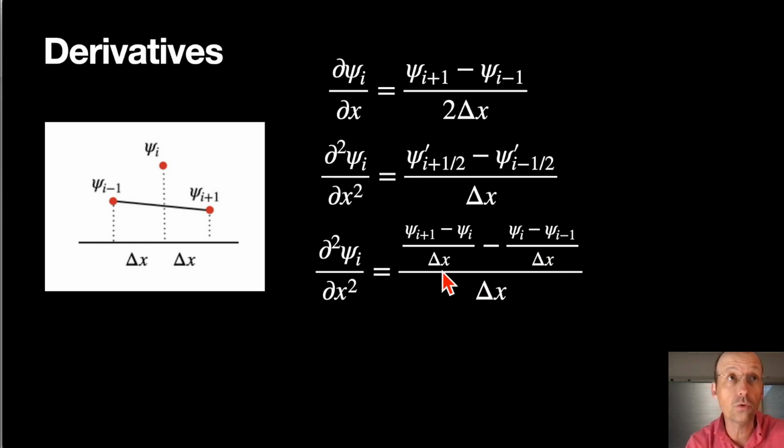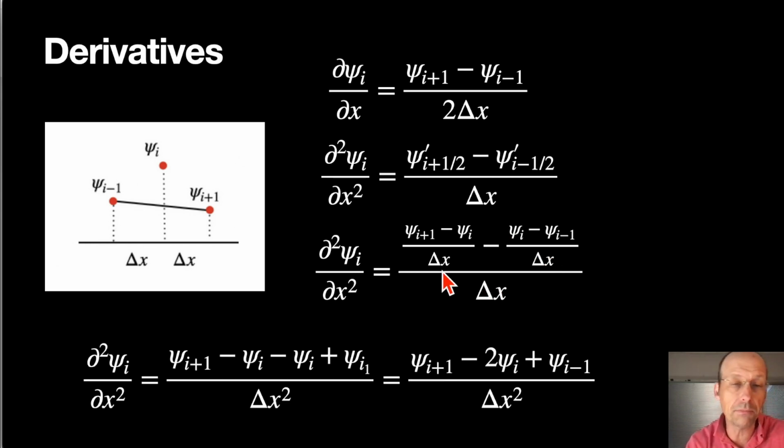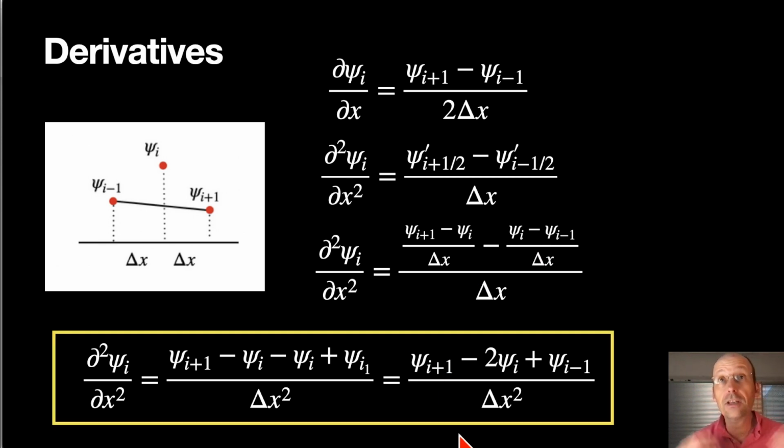So you see I get 2 delta x's here. Now if I just bring the other delta x to the bottom, I get delta x squared. And then this term I have i plus 1, minus i, and then minus i, and then plus i minus 1, right? Because I have a minus here. So I get this right here, and that's kind of a big deal. This is how we write the second derivative as a finite difference.